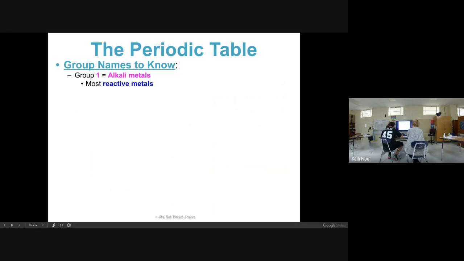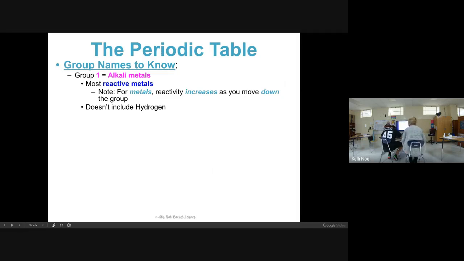So we have some group names. 1A is alkali metals. So you may want to write that above 1A on your periodic table, alkali metals. They are the most reactive. And as you go down, they become more reactive. As you go down in each group of metals, their reactivity increases. Now, hydrogen is in this column, but hydrogen is not a metal, it's a gas. Hydrogen is there just because of its one valence electron only.